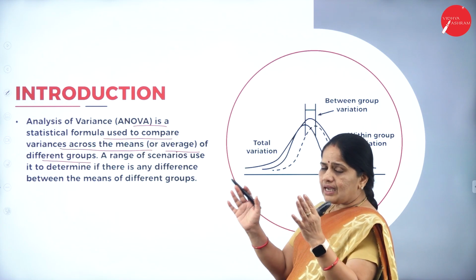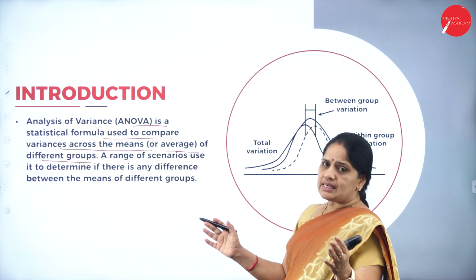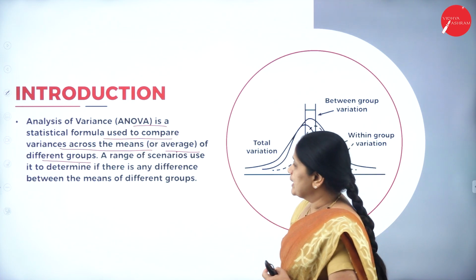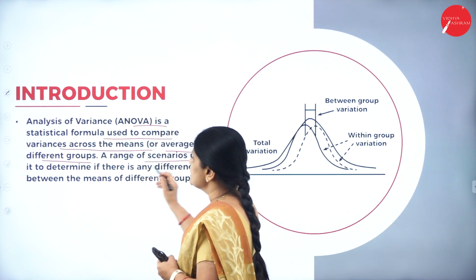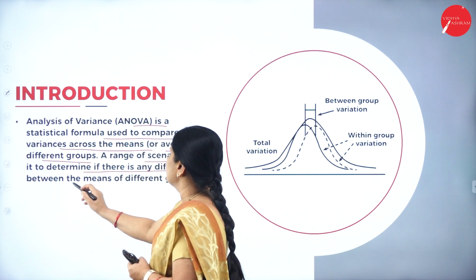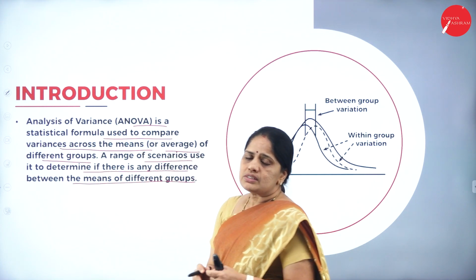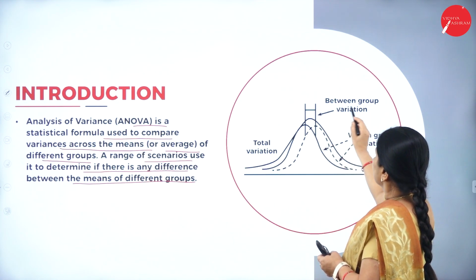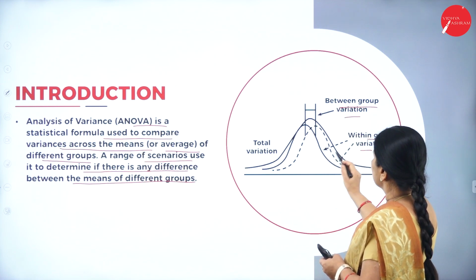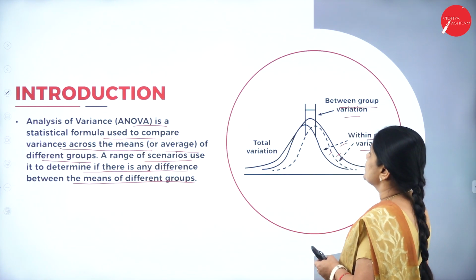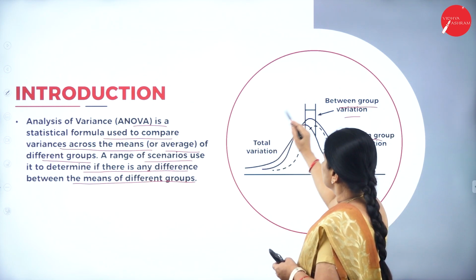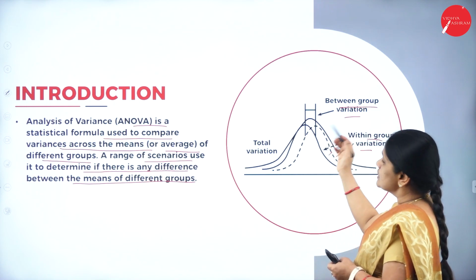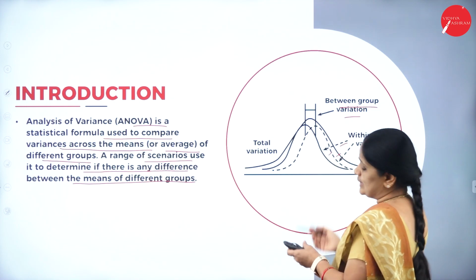Then we have a comparison between the means of the various samples, and for that comparison, ANOVA will be helping us. A range of scenarios use it to determine if there is any difference between the means of different groups. So, what are the means of the different groups? Here you can see the between-group variation, the within-group variation, and the total variation. This will help us. So, this is nothing but ANOVA. It will help us to understand the variations between the groups and the variation between the means.